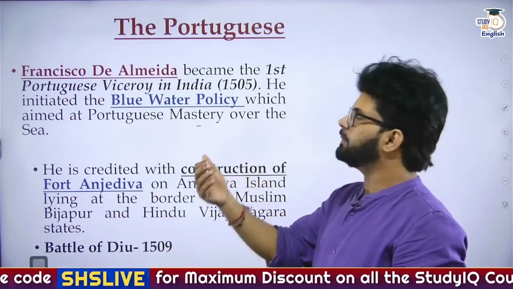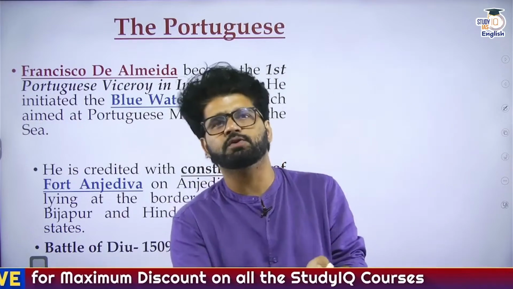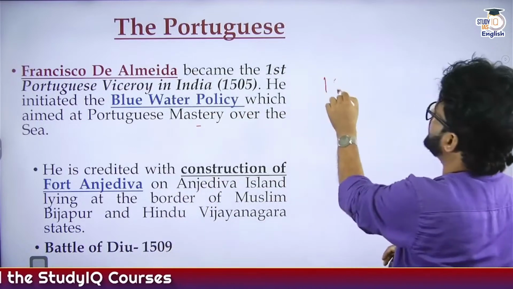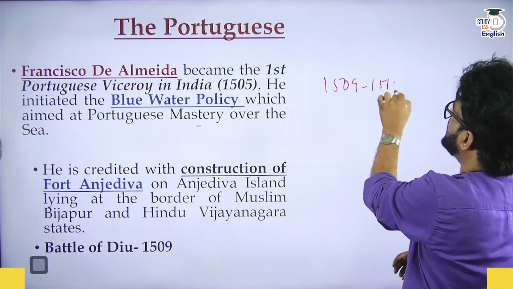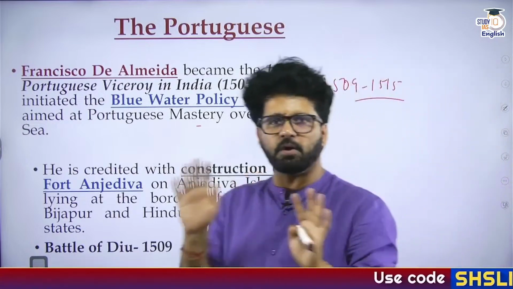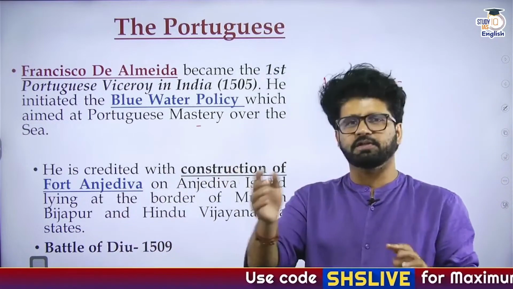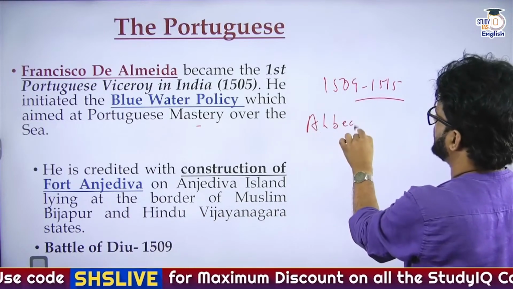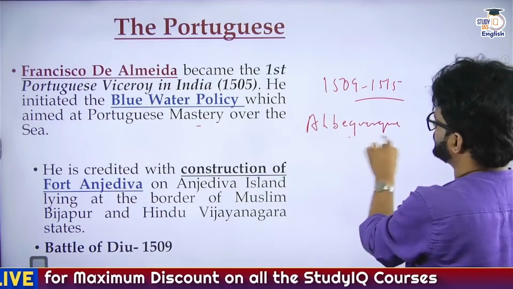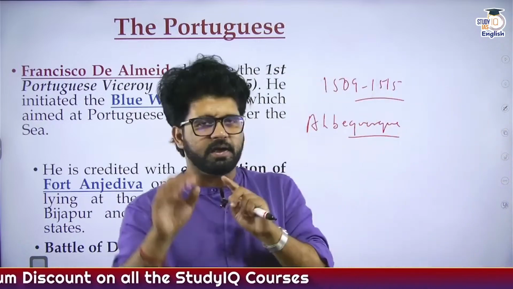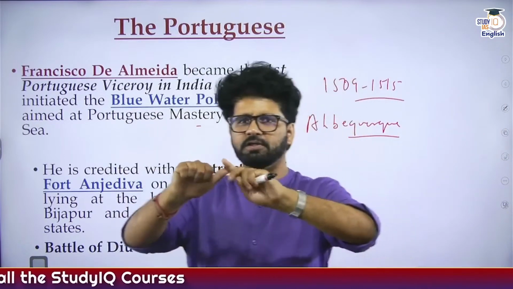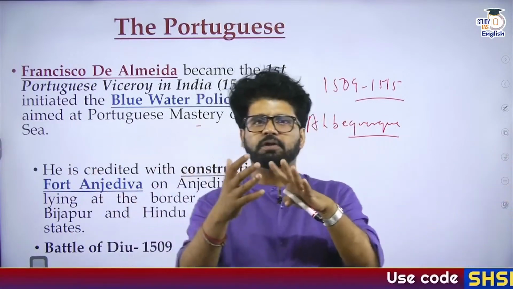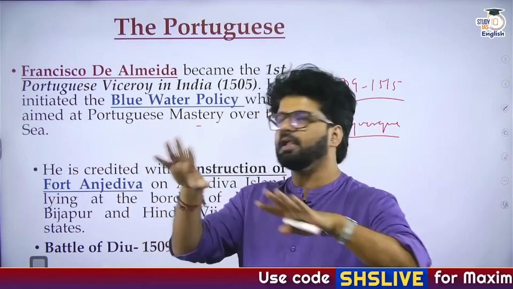After Francisco de Almeida, in 1509, there will be another viceroy. His name will be Albuquerque. 1509 to 1515, he will be the viceroy. And he is the greatest Portuguese viceroy. And he did a lot of things. He had 3 aims, this guy, Albuquerque. You can ignore the spelling. First, to keep a tab on the Islamic expansion. Second, to spread Christianity. Third, to keep a tab on the trade, or to expand the trading areas of Portuguese.